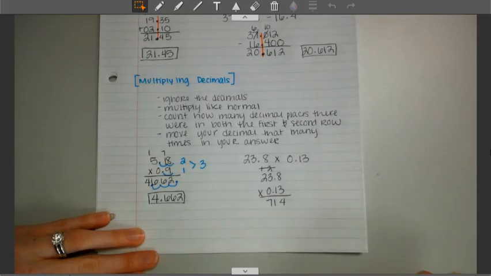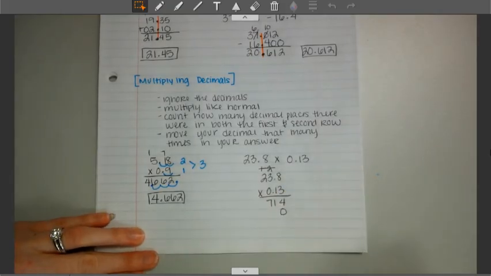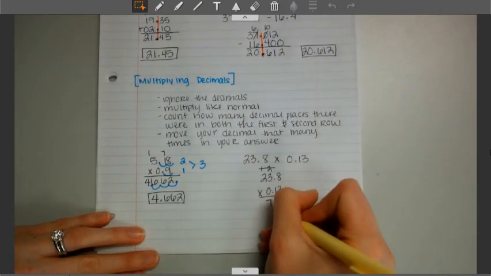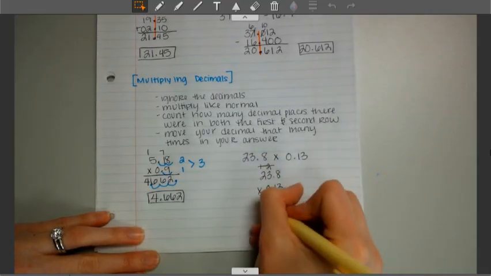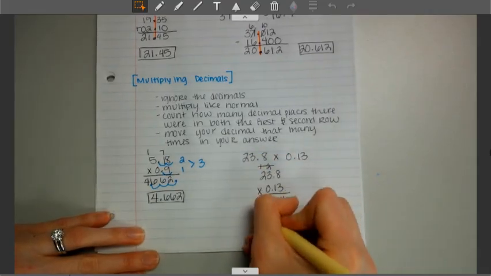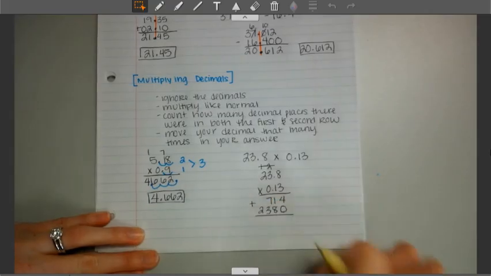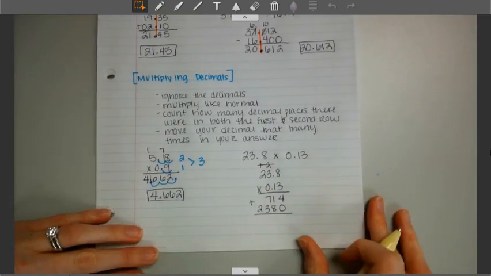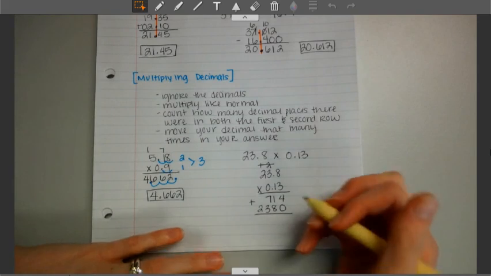Okay, I'm done with those carries. I'm going to add a 0 as a placeholder. 1 times 8 is 8. 1 times 3 is 3. 1 times 2 is 2. We're going to add our numbers. Again, if I multiplied anything by 0, it's going to be 0, so I'm not going to worry about it.